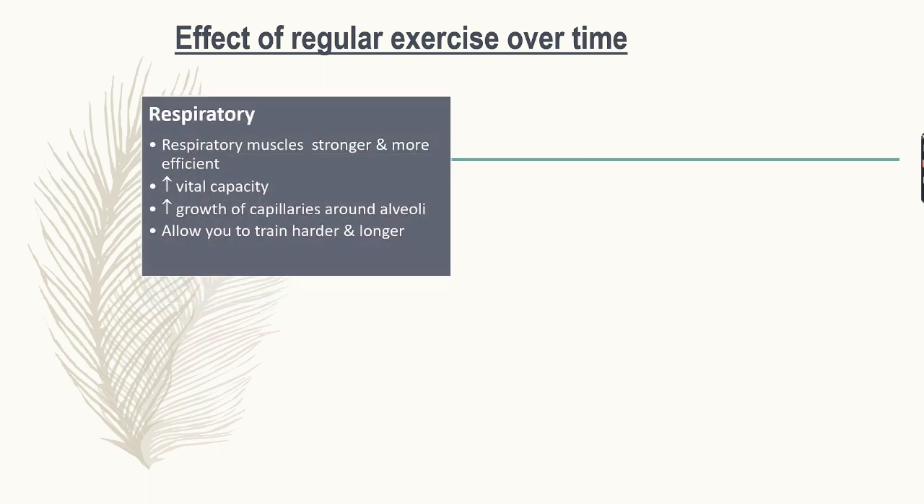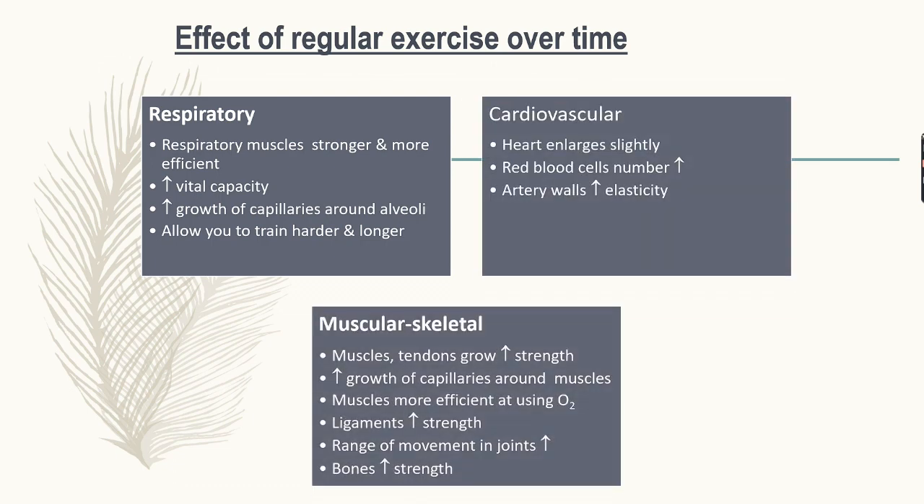Effect of regular exercise over time. Respiratory. Respiratory muscles become stronger and more efficient, vital capacity increases, growth of capillaries around alveoli increases, allowing you to train harder and longer. Cardiovascular. Heart enlarges slightly, red blood cell number increases, artery wall elasticity increases. Musculoskeletal. Muscles and tendons grow in strength, growth of capillaries around muscles increases, muscles become more efficient at using oxygen, ligament strength increases, range of movement in joints increases, bone strength increases.